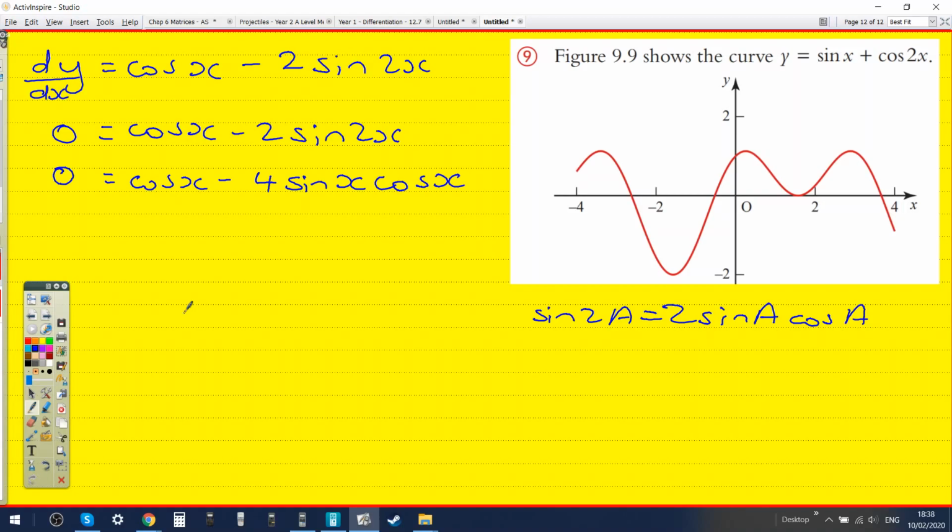So 0 equals, if you divide by cos, 1 minus sine over cos, so that's tan, right? Yeah. So 4 tan x, 1 minus 4 tan x. And then, yeah, you could figure it out. So 4 tan x equals 1, tan x equals a quarter.